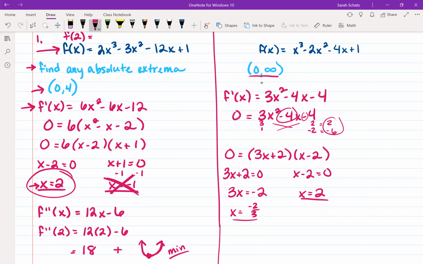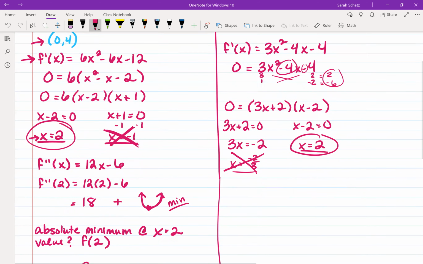While my interval is large, I still need to check to see if my critical points are in it or not. So x equals 2, is that between 0 and positive infinity? Yeah. So I can use this one. But the negative 2/3, it's negative, so it's not 0 or bigger, right? So this is not in my interval, which is good because I don't want to work with fractions if I don't have to anyway. So again, we're only considering the critical point at 2.